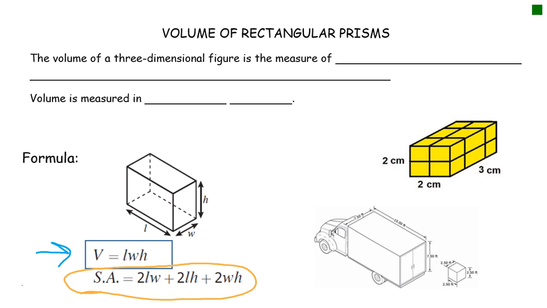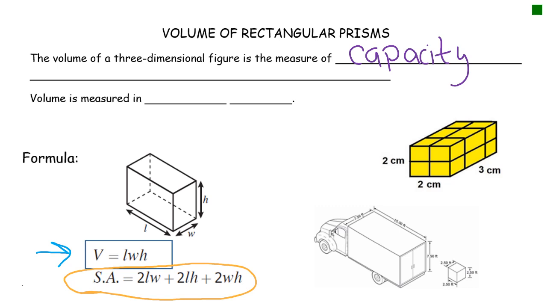So to get started with volume, we have to make sure we understand the difference between volume and surface area because they mean different things. So for volume, that is the volume of a three-dimensional figure is a measure of capacity. So that's what I'm going to fill in here first. So capacity is like how much fills up inside.